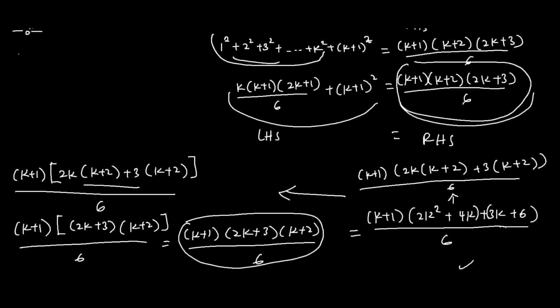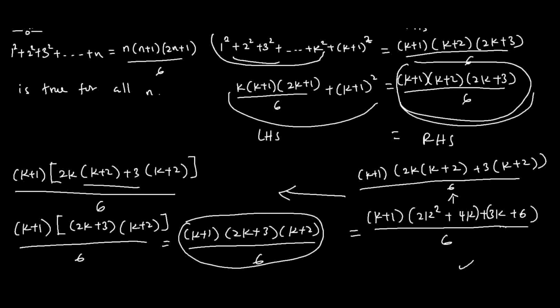So we are going to see that 1 to the power 2 plus 2 to the power 2 plus 3 to the power 2 plus all the way to n equals n bracket n plus 1 multiply with 2n plus 1 over 6 is true for all n values greater than or equal to 1.